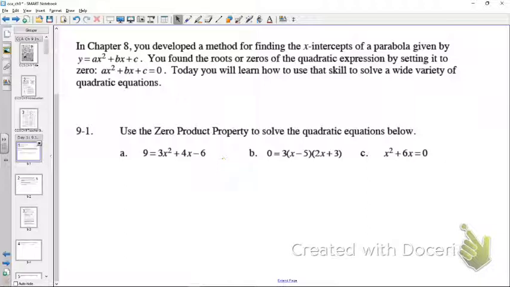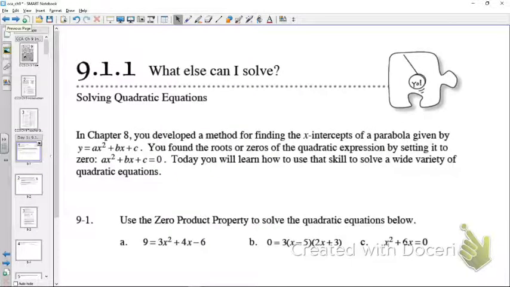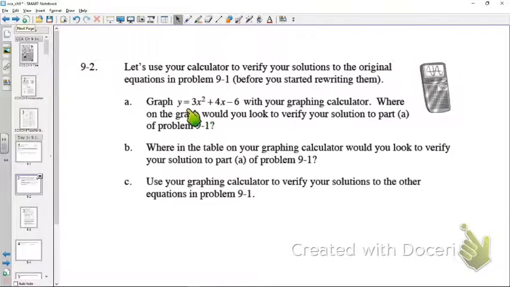I'm not going to go through these. Let's go to number 2. Number 2 says, use your graphing calculator to verify your solutions to the original equation in problem 1. So let's verify the first one. If you look back at number 1, you'll notice that there is a 3x squared plus 4x minus 6 equals 9, right? The second problem just doesn't have the 9, and they just want you to graph this equation.